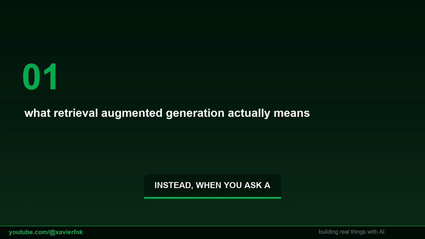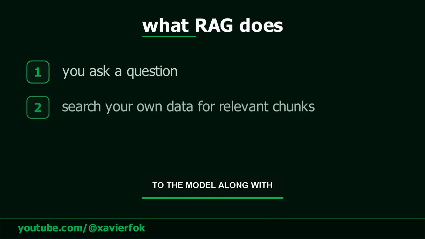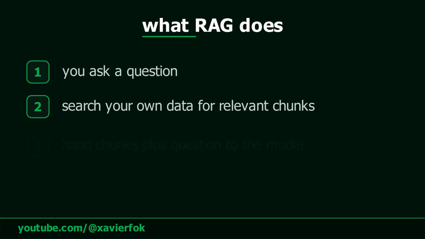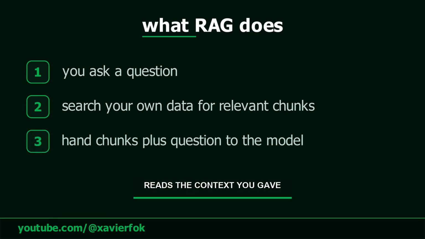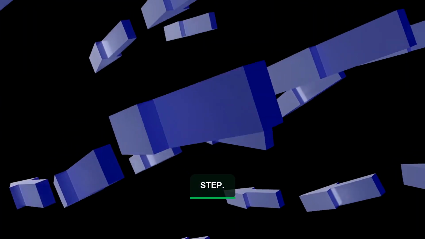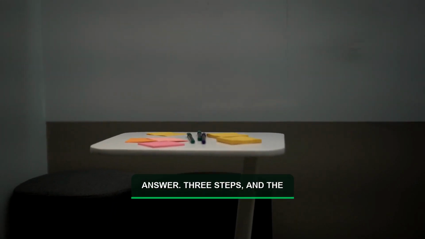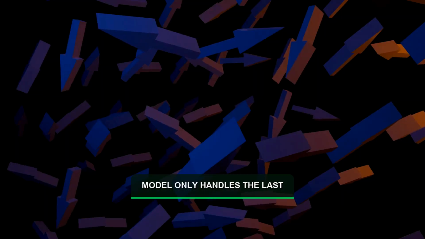Instead, when you ask a question, you first search your own data for the most relevant pieces. Then you hand those pieces to the model along with the question and say, "Here is some context, now answer this." The model reads the context you gave it and uses that to give you a better answer. That is the whole idea. The retrieval is the search step. The augmented part is the context you added. The generation is the model writing the answer. 3 steps, and the model only handles the last one.